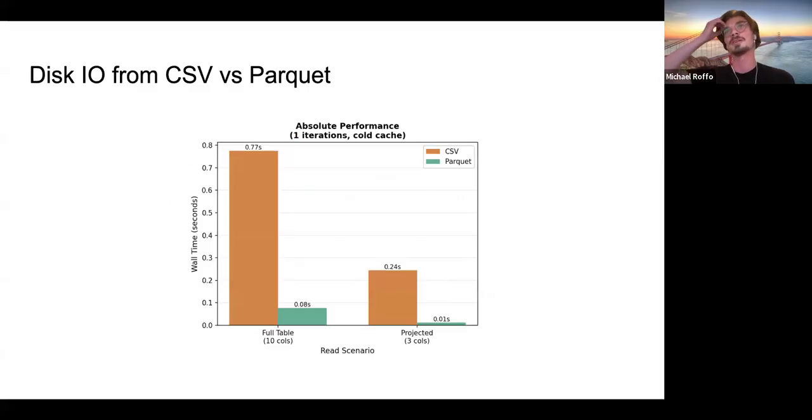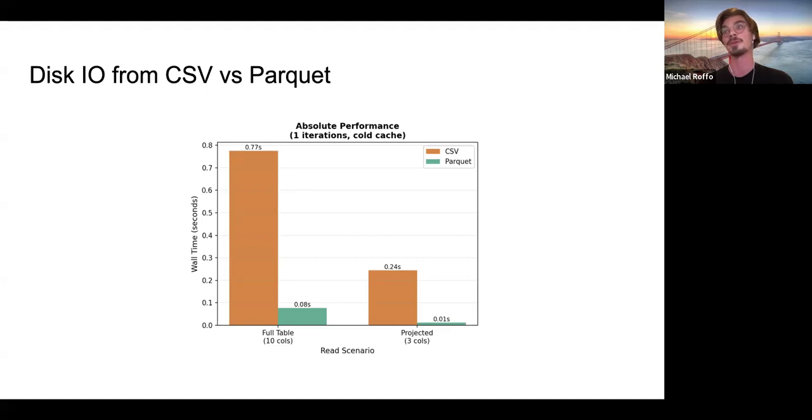So in a final example, I looked at the difference between reading a compressed columnar file format, Parquet, versus just reading CSV format from disk. And in our experiment, reading an entire table of data is 10 times faster when we are using the compressed format that uses columnar storage.